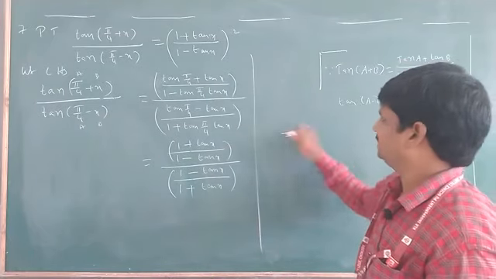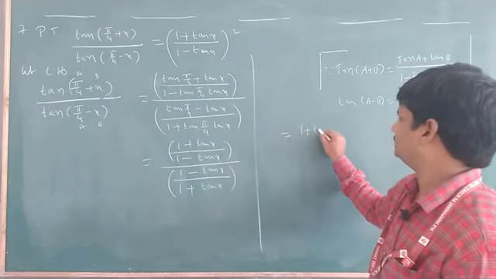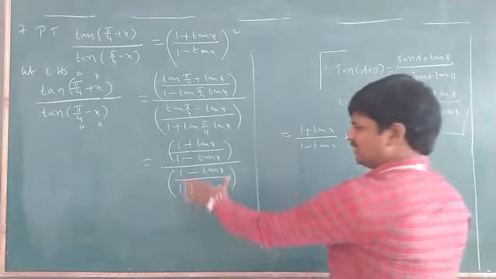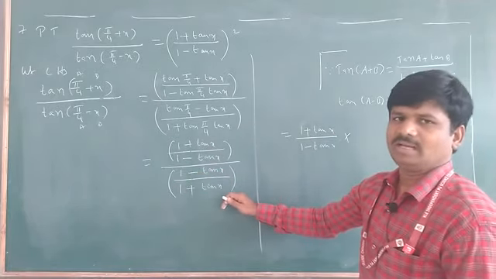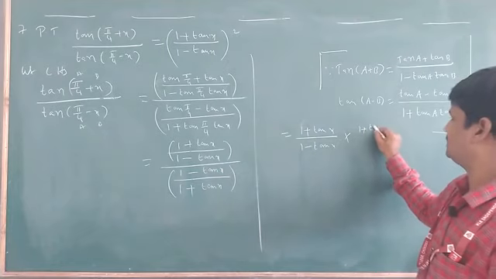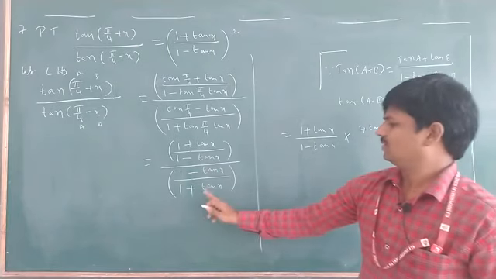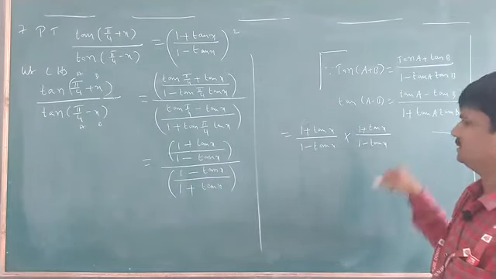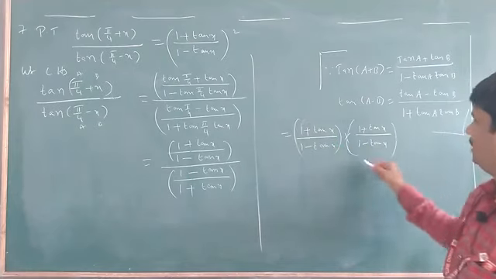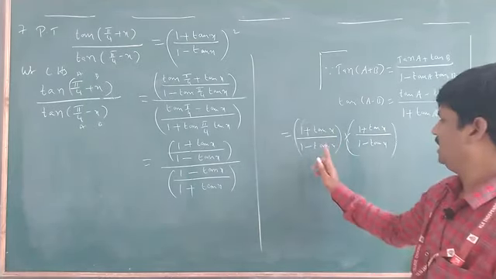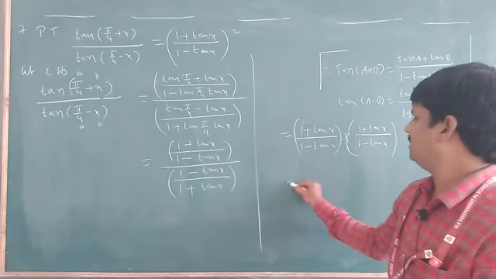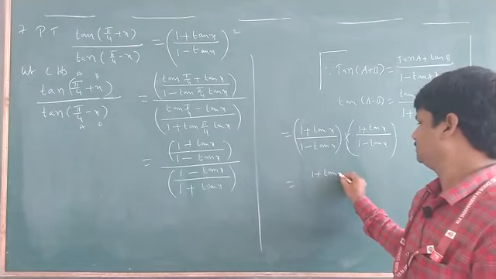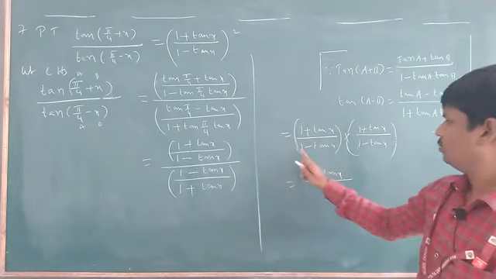That is equal to, see here, this one same like this, 1 plus tan x by 1 minus tan x into, the denominator fraction will be reversed. Then what will this be? 1 plus tan x by 1 minus tan x. Here multiply numerator, multiply denominator. Then numerator will be 1 plus tan x into 1 plus tan x, 1 plus tan x whole square, by 1 minus tan x into 1 minus tan x.